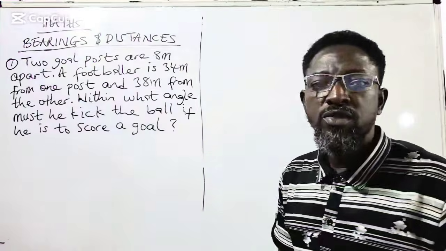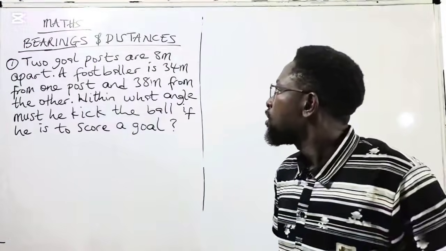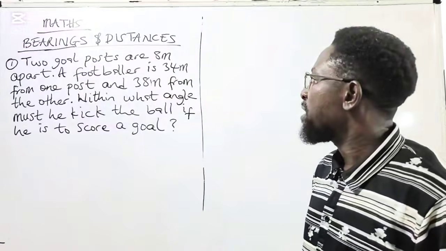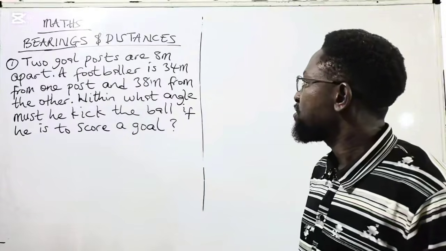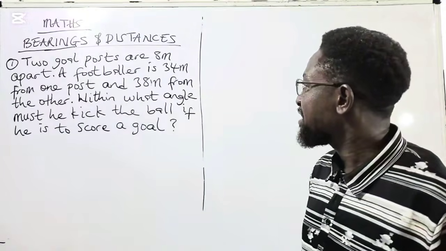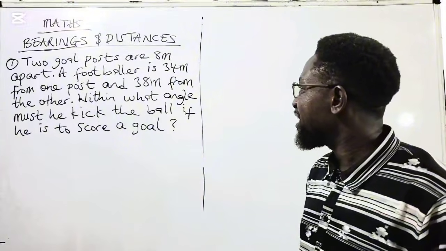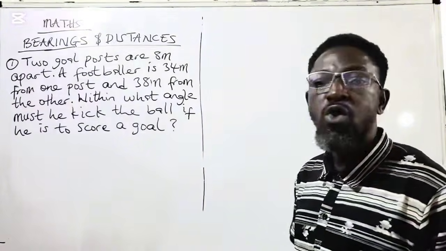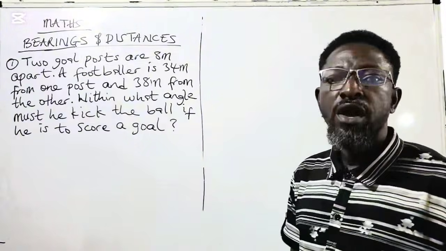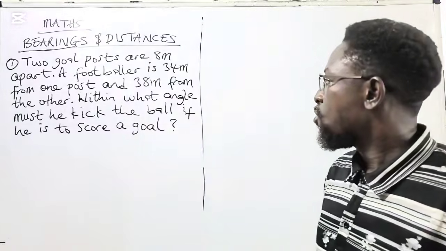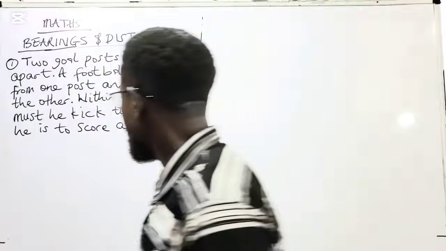Take a look at this first question. It says, two goalposts are 8 meters apart. A footballer is 34 meters from one post and 38 meters from the other. Within what angle must he kick the ball if he is to score a goal? Now, for a question like this, what I need to do first is to draw the figure.